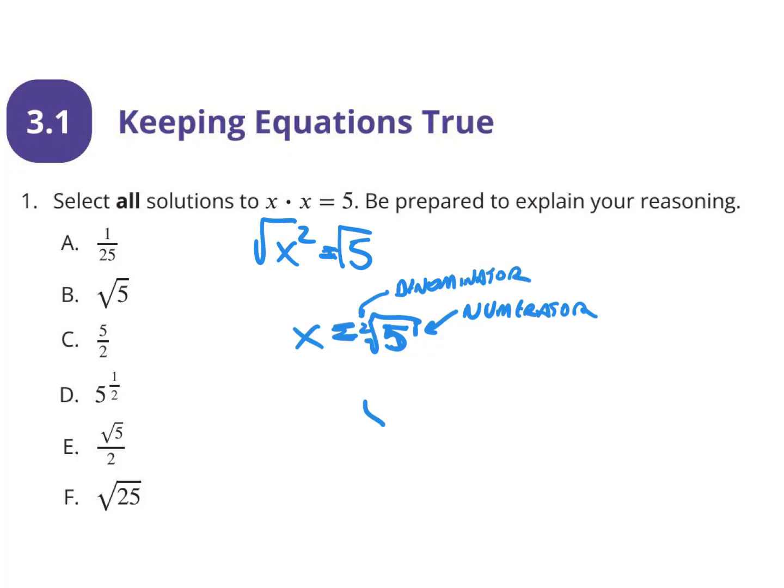So this means 5 to the 1/2 power. The square root of 5 is the same as saying 5 to the 1/2 power. The base stays the same. So B is a good answer and D is a good answer.